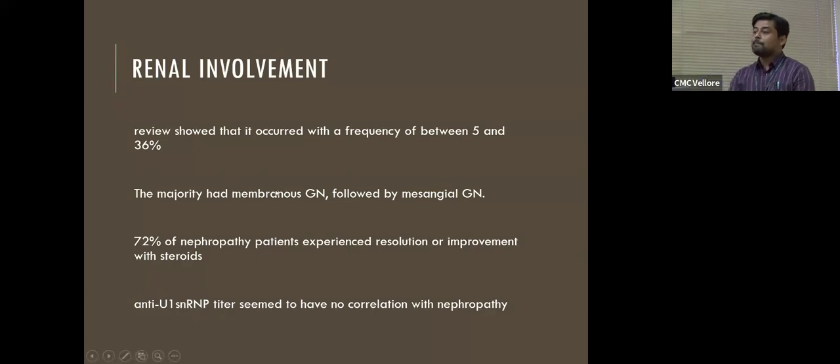Usually what we see is a membranous glomerulonephritis, which we will pick up on a biopsy. 72% of nephropathy patients experience resolution or improvement with steroids itself, and anti-U1 RNP seemed to have no correlation as such with nephropathy.